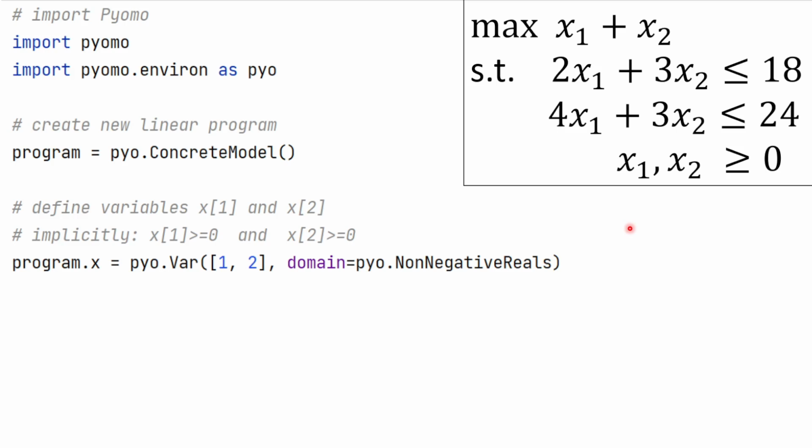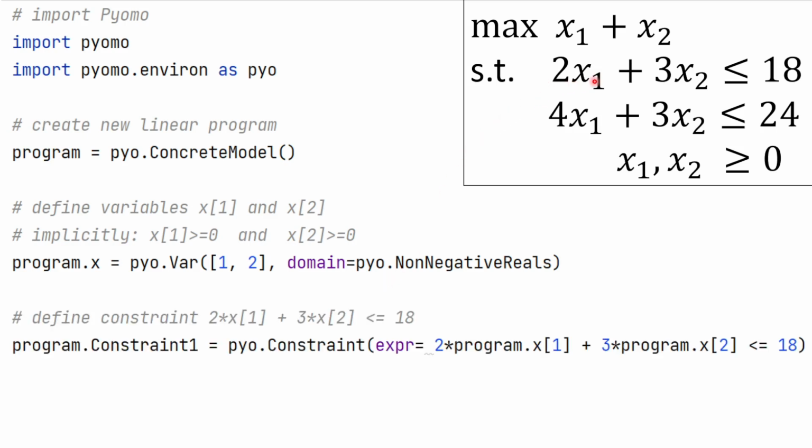And if we wanted to, we could also add constraints that say x1 greater or equal than 0 and x2 greater or equal than 0. However, it's more convenient to write this directly here in the domain. Then everything becomes more compact. Good. Next thing we need to define are our constraints.